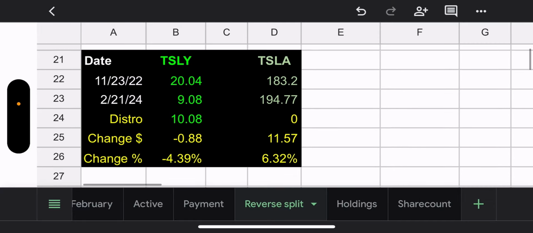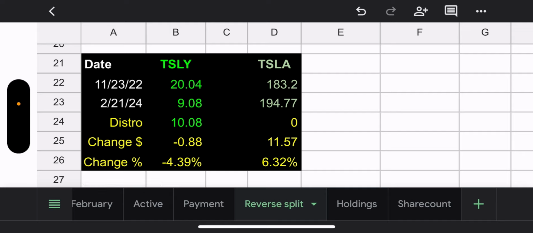Now, something else I pulled up, this time I added dividends, or distributions, I should say. So TSLY launched at $20.04. As of February 21st, TSLY was priced at 9.08. And then TSLY had total distributions of about 10.08. I think I did this right. So total change inception to date, if you invested at inception, you'd be down 88 cents or 4.39%.